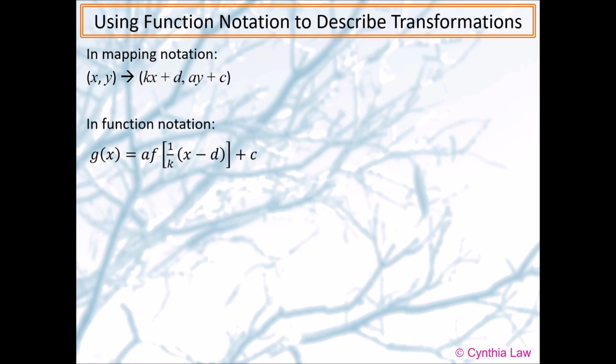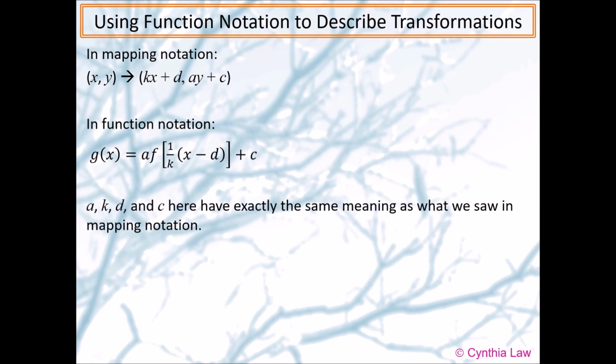So in function notation, we have g of x equals a multiplied by f of, open the square bracket, 1 over k multiplied by open round brackets, x minus d, closing the round brackets, closing the square brackets, and then plus c. a, k, d, and c have the same meaning as what we saw in the previous slides. So they are the same variables as when we use the mapping notation.